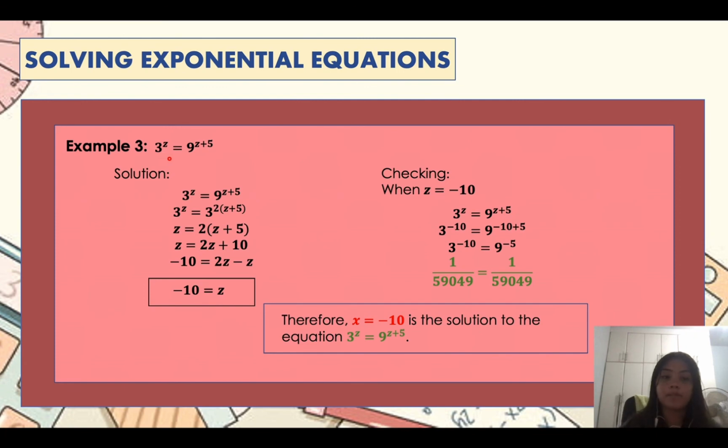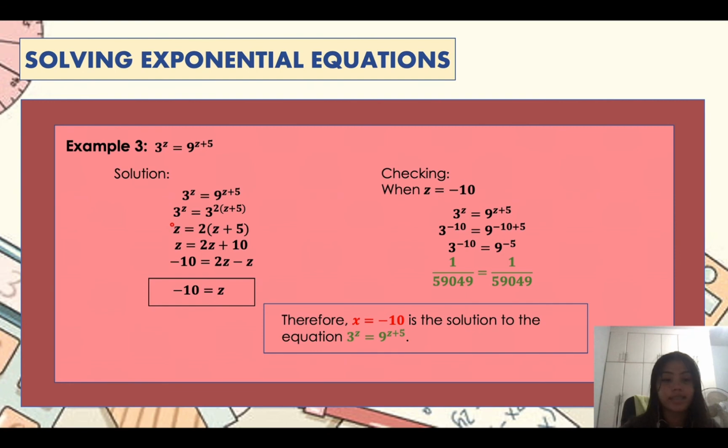3 raised to the power of z is equal to 9 raised to the power of z plus 5. Now, to solve this, you have noticed that the bases aren't the same, right? So we convert this one into having a base like this one, or we convert this one into having a base like this one. But for this one, we will convert 9. Now, we all know that 3 to the power of 2 is always equal to 9, thus we use it.